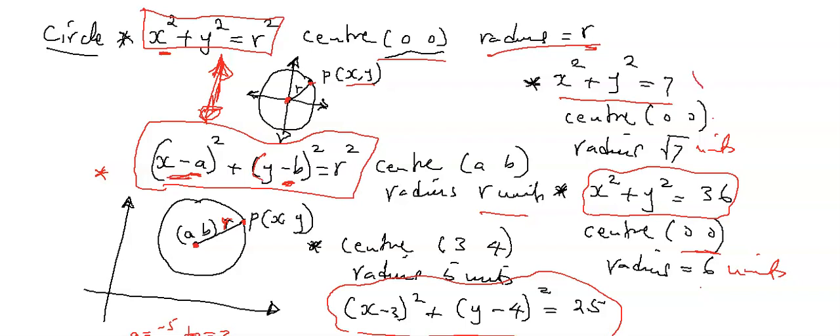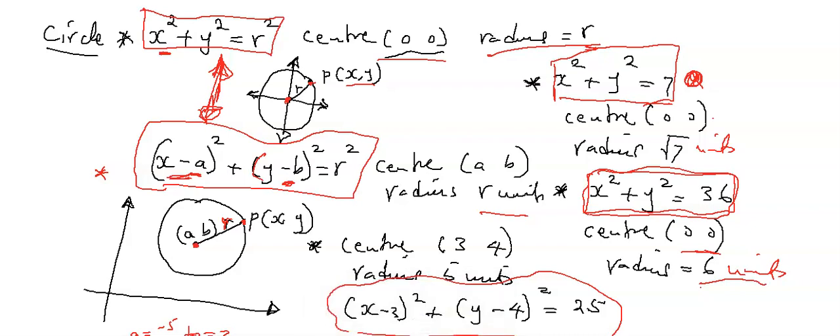So for example, if you look at this one, x squared plus y squared is equal to 7. This is the circle, center (0, 0), and radius root 7. If you look at x squared plus y squared is equal to 36, this is the equation of a circle, center (0, 0), and the radius is 6 units.